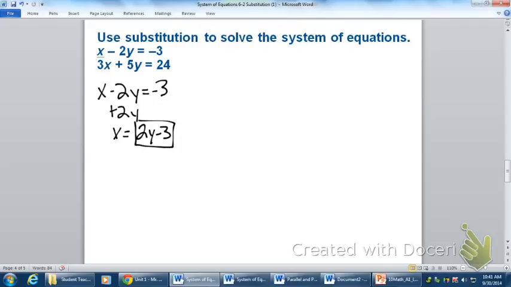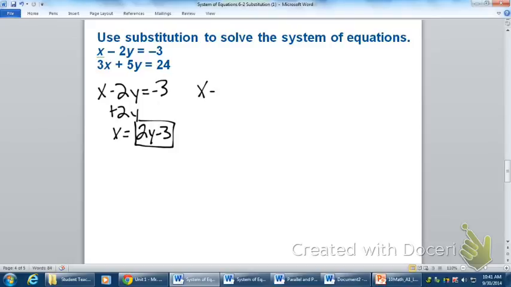It makes sense, because we need to figure out what our coordinates are, what x and y are, the values of x and y. So that first one, x minus 2y equals negative 3, it was easier to solve for x. Now you can solve it for y if you wanted to, that's fine.